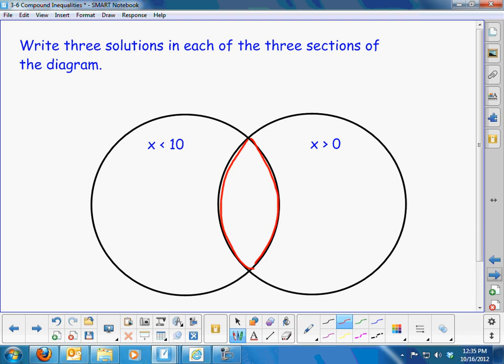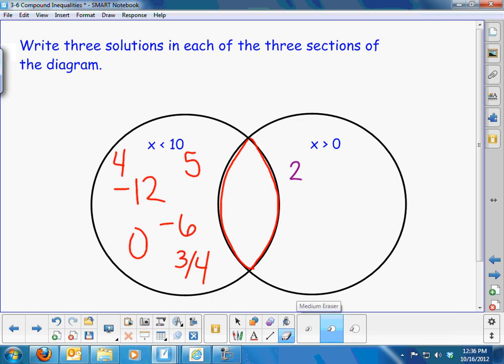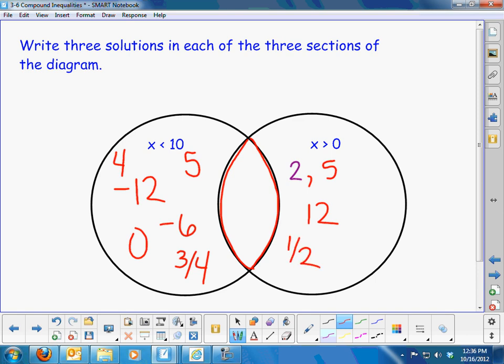All right, so let's write down some values. Our directions say to write down 3, but we'll maybe write some more. So let's talk about numbers that are just less than 10. Let's go through some. 4 is less than 10. We know that negative 12 is less than 10. Negative 6, 0, 5, 3/4. We could go on and on. If I talk about values that are greater than 0: 2, 5, 12, 1/2, 15. Any of those numbers are all greater than 0.